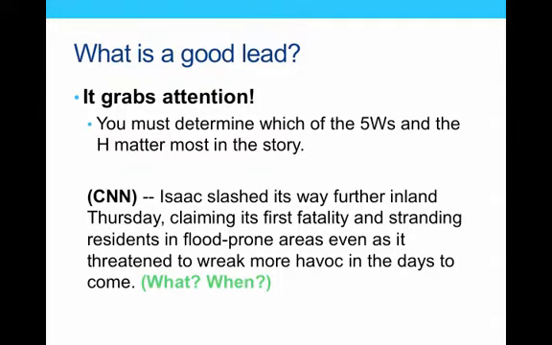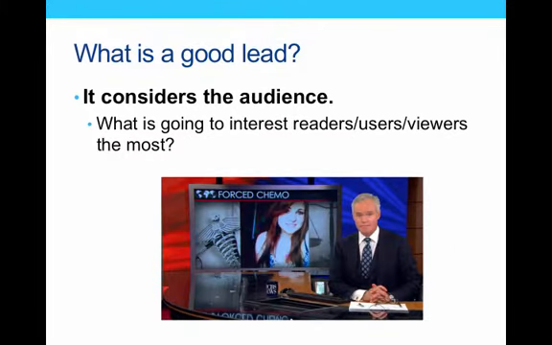So the writer had to determine which of the 5 W's and the H were most likely to grab the audience's attention. So knowing the identity of the fatality is not likely to be a big attention grabber unless it happens to be somebody really well known. So good leads consider the audience. They think about what is most likely to interest the most readers, users, viewers, etc.